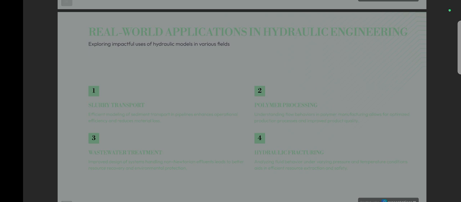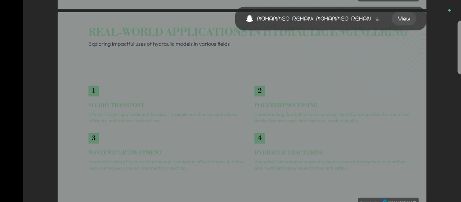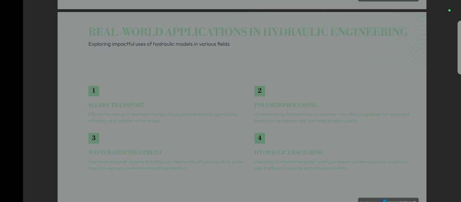Real world applications in hydraulic engineering. This is particularly relevant in systems where fluid flow is complex, irregular, or influenced by long range interactions, such as in porous media, groundwater systems, river and stream flow, sediment transport, and infrastructure design. The following are some of the most notable applications. First, modeling flow in porous media.